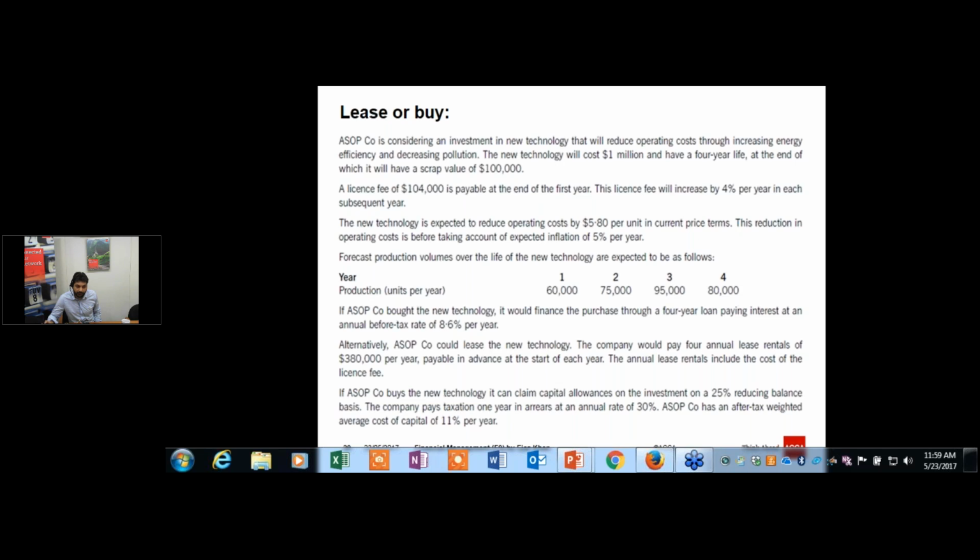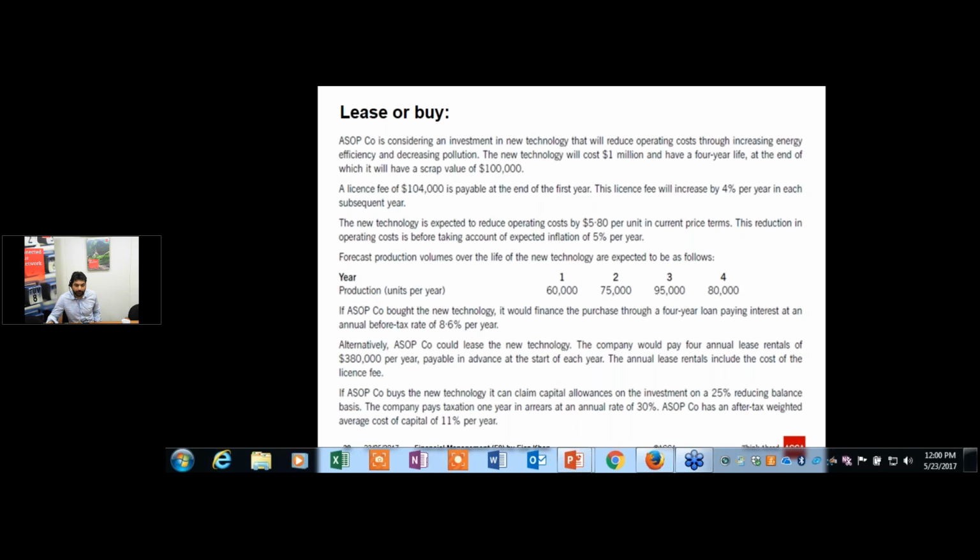Remember, since it's a financing decision, we will only consider financing cash flows. What do we mean by financing cash flows? We consider only those cash flows that are affected by the decision of financing.